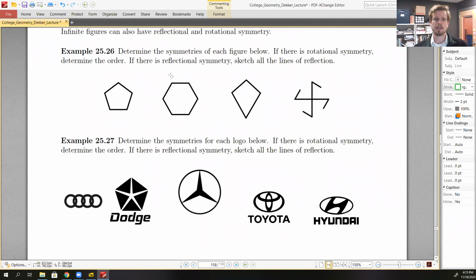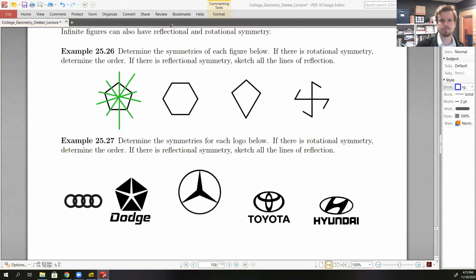So for these examples, in both of them, we want to identify any reflectional symmetries by giving a line. This is actually a repeat of what we've considered already, so we could quickly give these if we wanted to. Those are our lines of reflectional symmetry, and we already said that it has rotational symmetry of order 5. So I can add that comment as well.